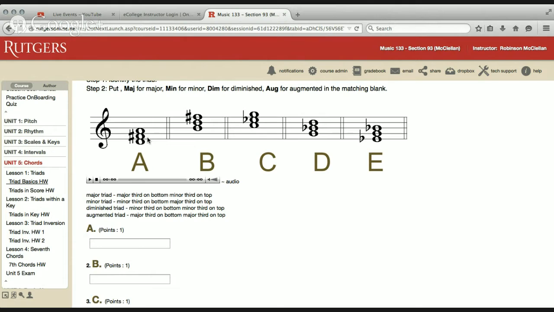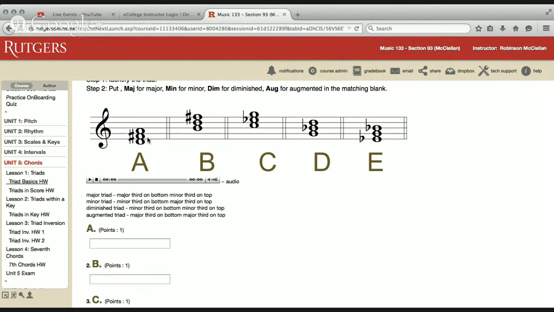It rules out all diminished and all augmented triads, because what major and minor triads have in common is a perfect fifth on the outside. So that's what I mean by triage. You narrow it down, and then you know it's one of those two.